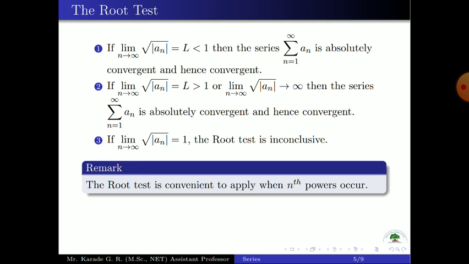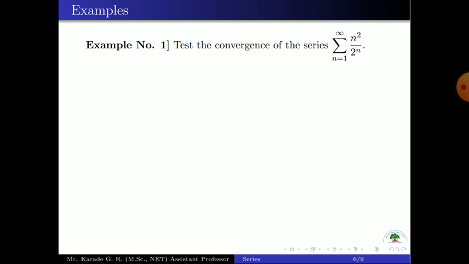So one important remark is, the root test is convenient to apply when the nth powers occur. Let us write some examples. Example number 1. Test the convergence of the series summation n runs from 1 to infinity n square upon 2 raised to n, and we write the solution for this example.